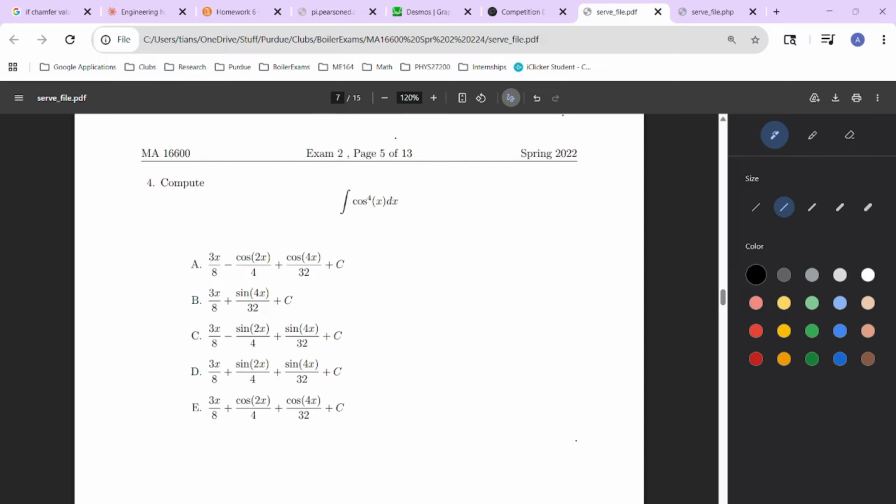Let's go over question 4. Compute the following integral. The integral of innocent looking cosine to the 4th of x dx. And it is pretty innocent.